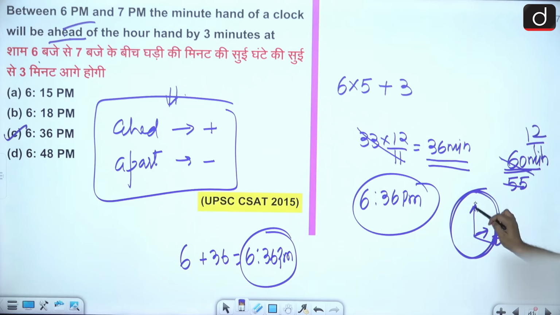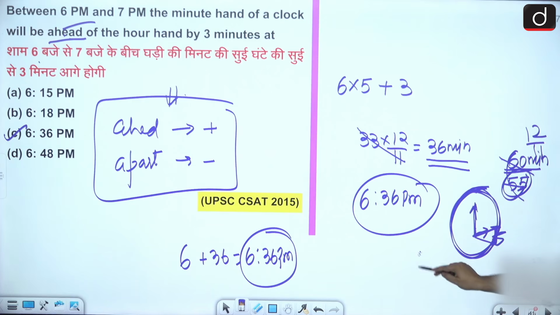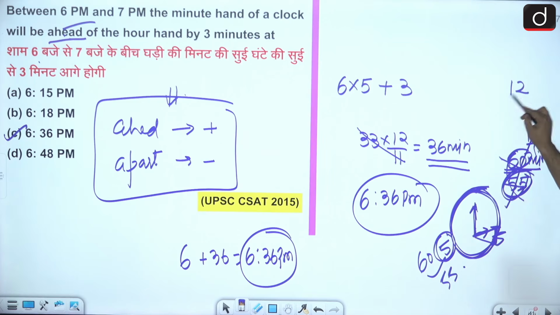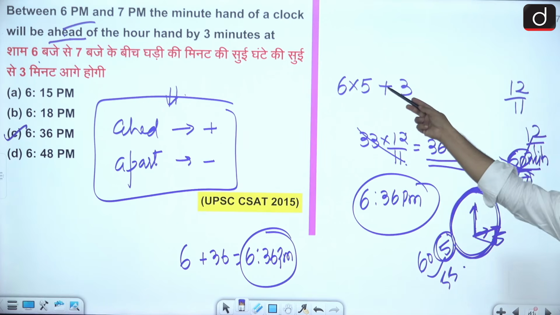The difference is 55. So 5, and then this revolves 60 minutes, and the hour hand revolves only 5 minutes. So 5 minutes and the remaining part is 55. 60 minutes is the complete revolution, and the hour hand revolves just 5 minutes. Difference is 55. So 60 minutes here, 55 here. We simplify this. This is 12 by 11.